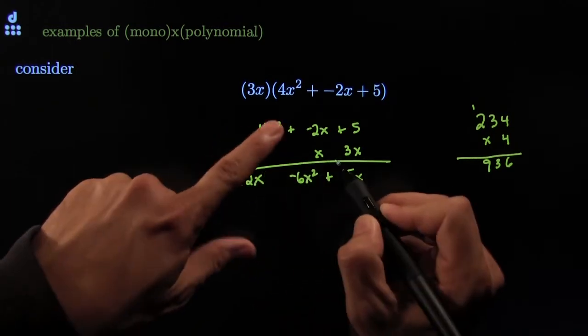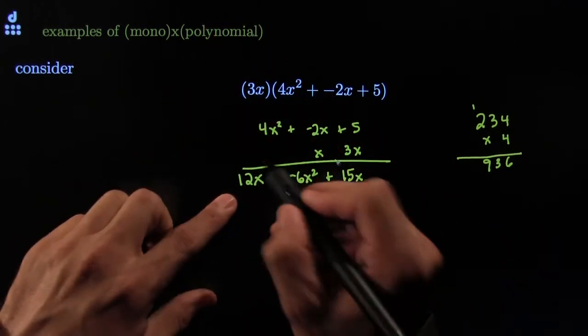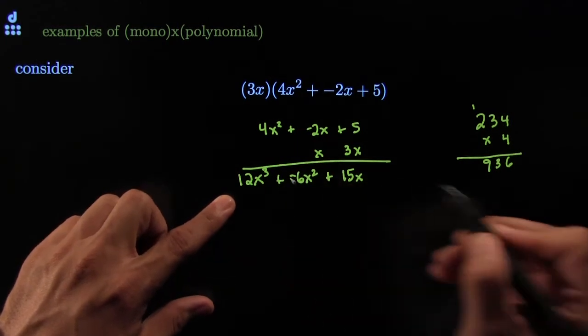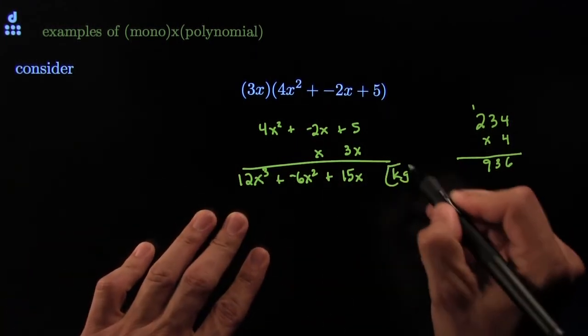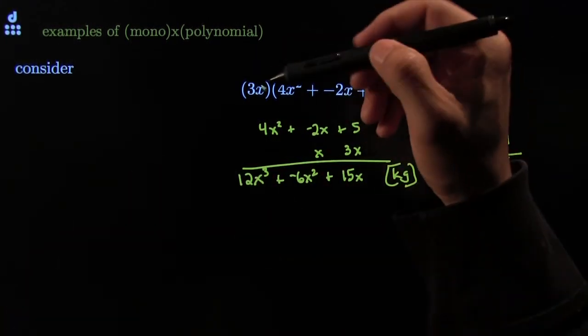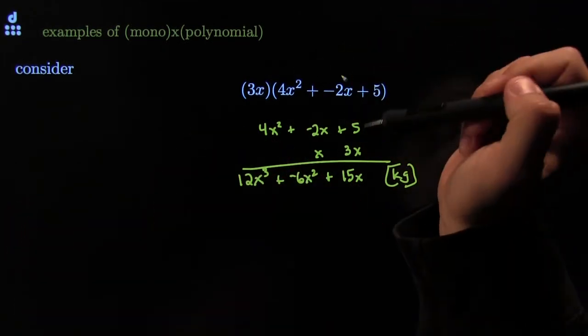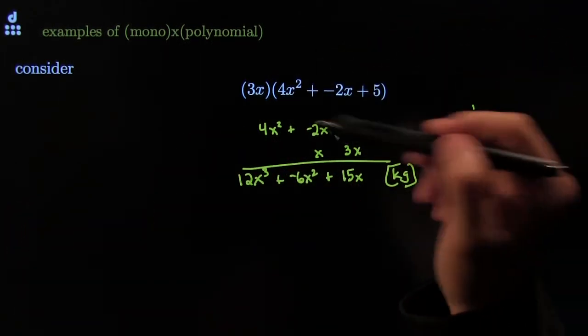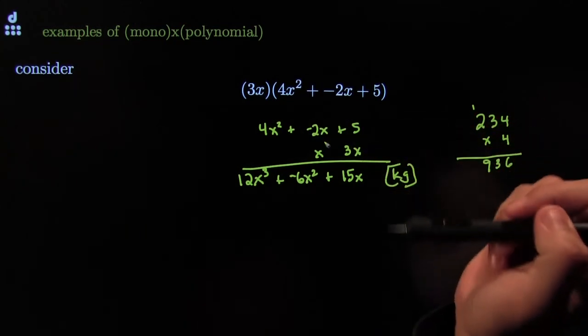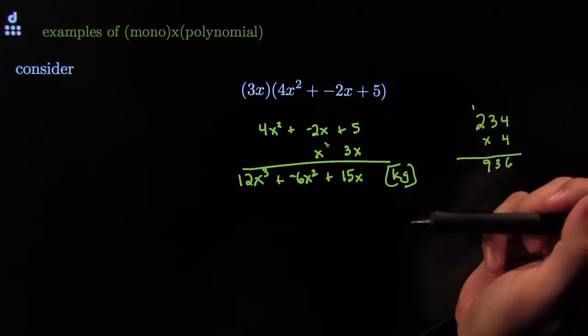12, and how many x's? I got x times x times x, 3 x's total. And so that would be using the kindergarten method. That's how you would multiply. One way to multiply monomial times a trinomial. It's a way of distributing using distributive law, using the kindergarten method.